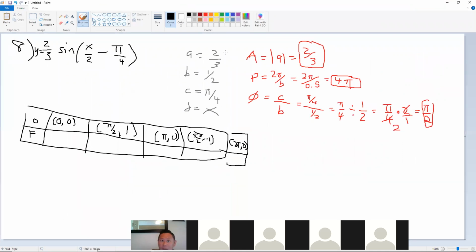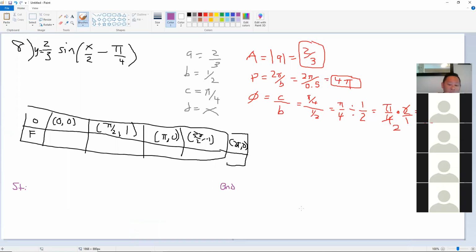If you remember last time, in order for us to figure out your final points, you have to take the starting point and the ending point. You have to take the bx minus c. Can someone tell me what is bx minus c in this case? If you look at your original question, everything inside the parentheses. So what will it be? x over 2 minus pi over 4.